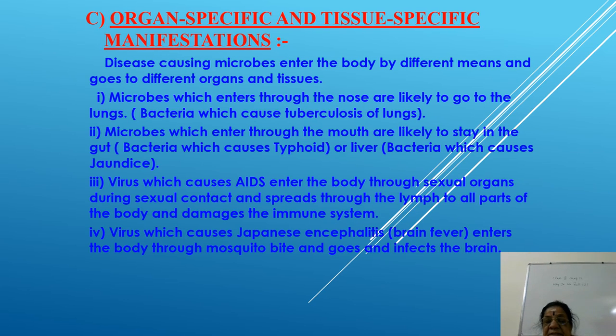Then these tissues, as I just said, are organ specific and tissue specific. The disease-causing microbes enter the body by different means and go to different organs and tissues. Microbes which enter through the nose are likely to go to the lungs, the respiratory passage.